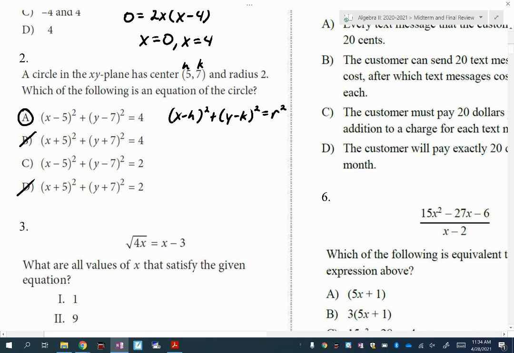So even though we did not get a chance to really work on conic sections this year, just to let you know that circles will be a part of it. So there's another question later on in the review. We'll talk more about this again.